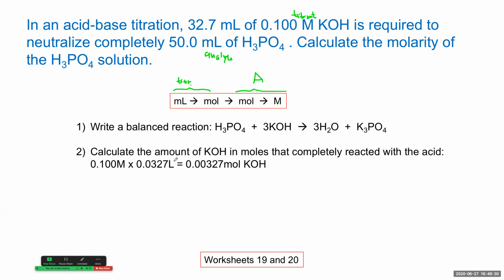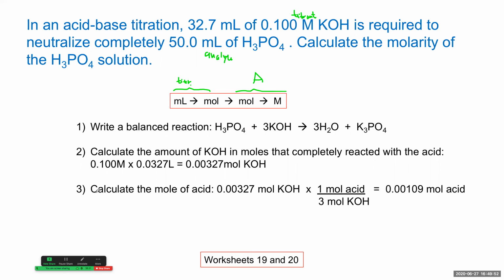So let's calculate the amount of KOH in moles that completely reacted with the acid. We'll take our 0.1 molar KOH, multiply it times the volume of KOH in liters, and we get 0.00327 moles of KOH. Next, we want to convert that into the moles of acid. Third step, calculate the moles of acid. We'll take our moles of KOH, multiply it times our stoichiometry ratio of acid to KOH, which is 1 to 3. And we get 0.00109 moles of acid.